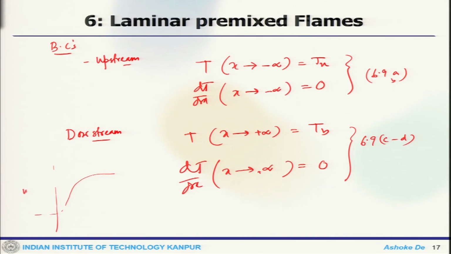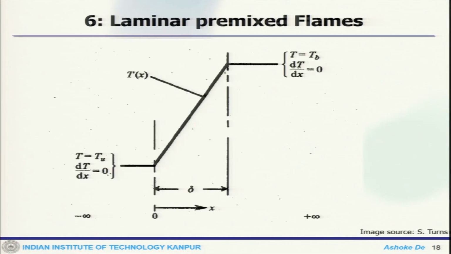This is your upstream, and this is, for example, the temperature profile, and this is the downstream. So, you get these two conditions. If you put them, this is x negative infinity, this is x positive infinity, and this is the direction of x, and we assume a temperature profile. The one presented here is a linear profile.